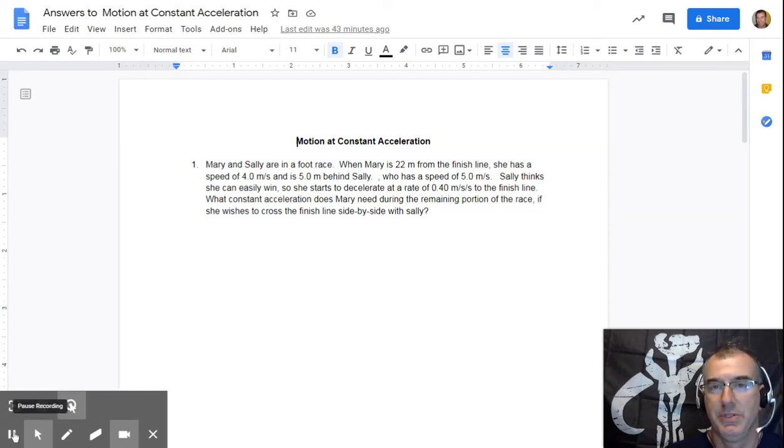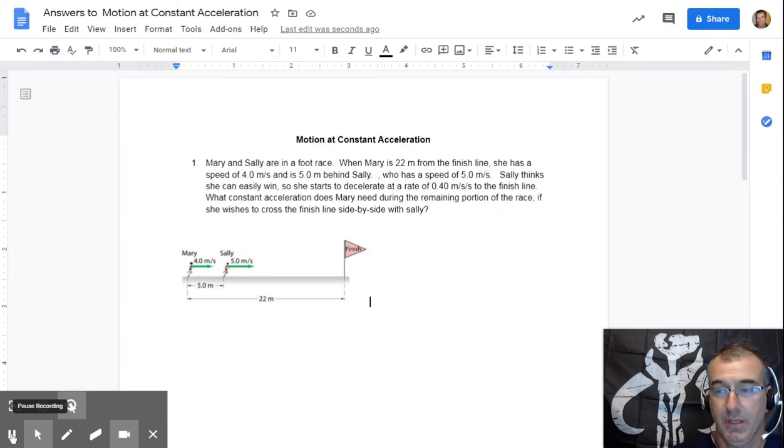So the first thing I'm going to do is draw a picture of the situation and try to get a feeling of what's going on. So here is my diagram of what's happening. Mary is behind Sally, and the speeds are labeled, the distances between everybody, and so on. My game plan here is I'd like to know what the acceleration of Mary needs to be, so I think I'm going to have to solve for the time in order to get that.